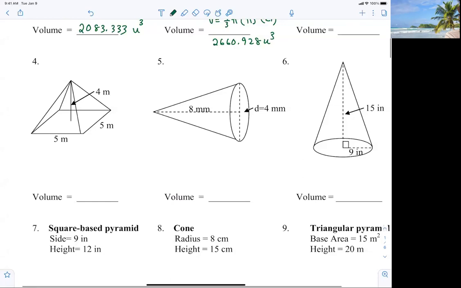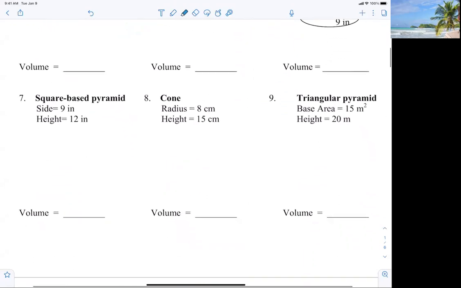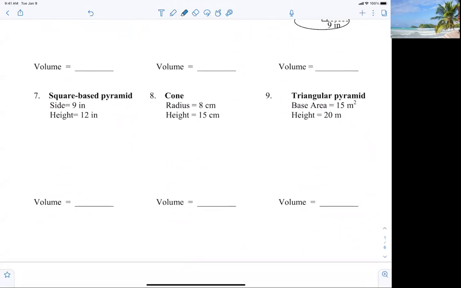Okay, highlight 4, 5, 6. Now, in question number 5, 4 is the what, guys? So what if I need the radius, what do I have to do? Divide by 2. All right. Now, 7 and 8, have we already done one of those? They just didn't what? They just didn't draw the figure for you.